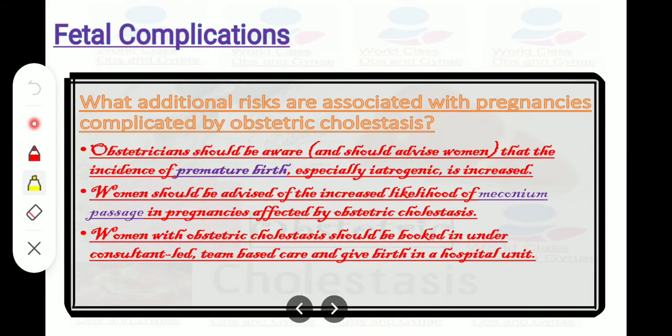What additional risk is associated with pregnancy complicated by obstetric cholestasis? It's very important that obstetricians should be aware and should advise a woman that the incidence of premature birth, especially iatrogenic, is increased. Women should be advised of the increased likelihood of meconium passage in pregnancies affected by obstetric cholestasis. Women with obstetric cholestasis should be booked under consultant-led team-based care and give birth in a hospital unit.